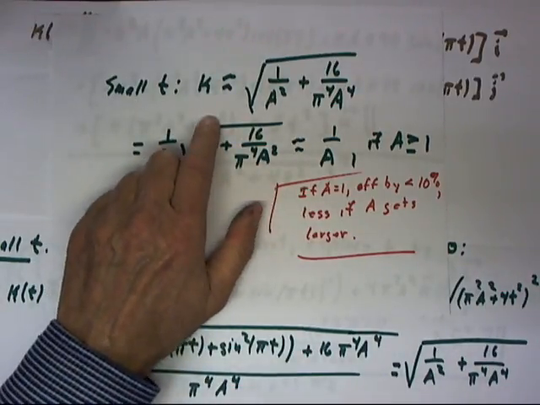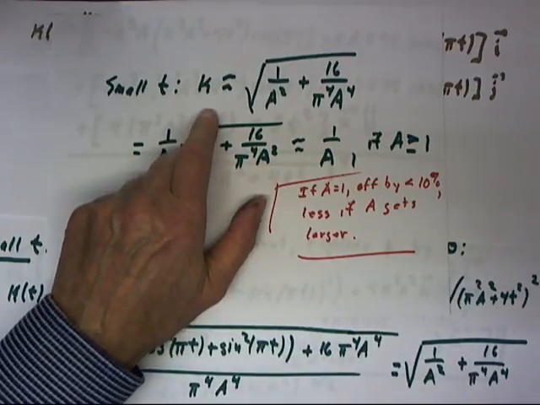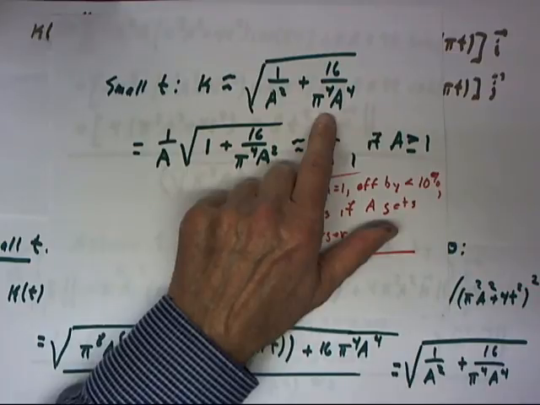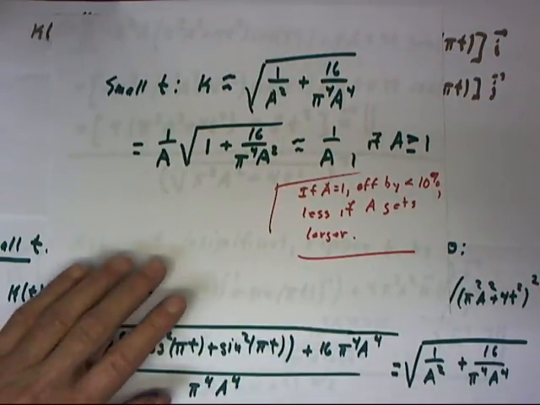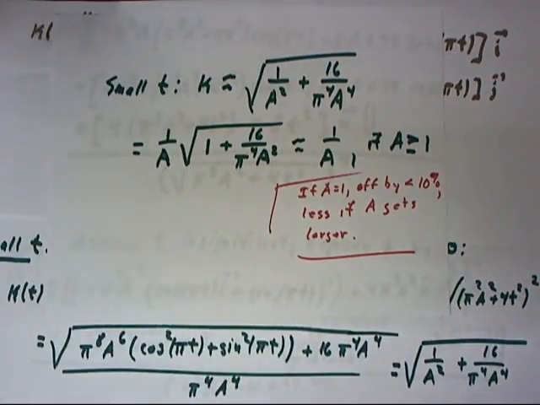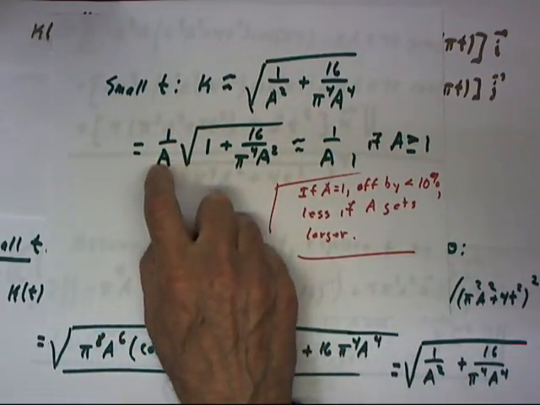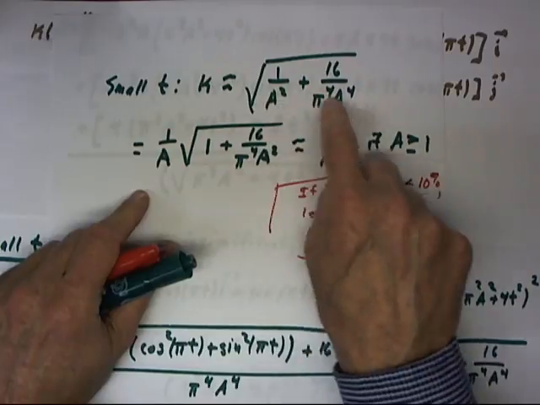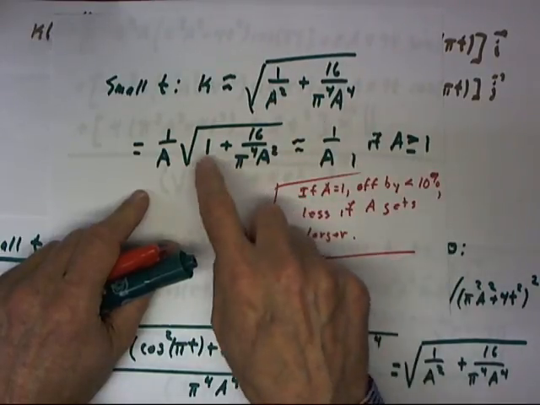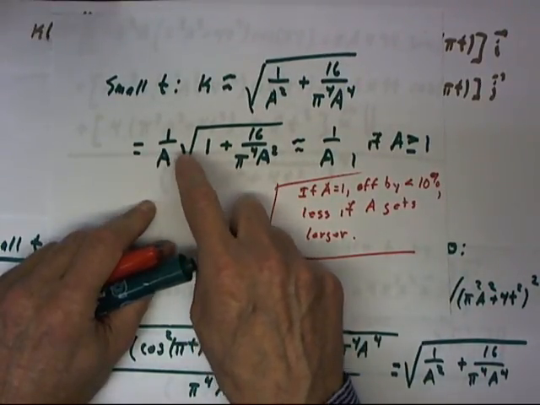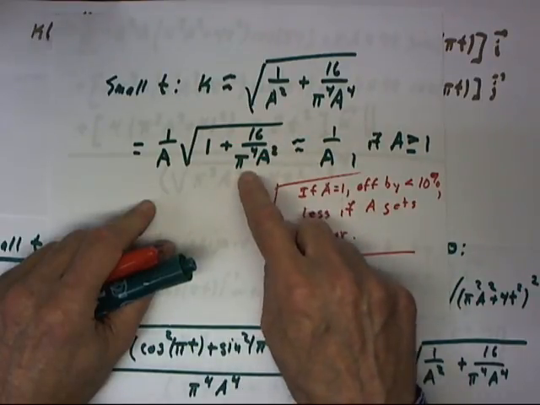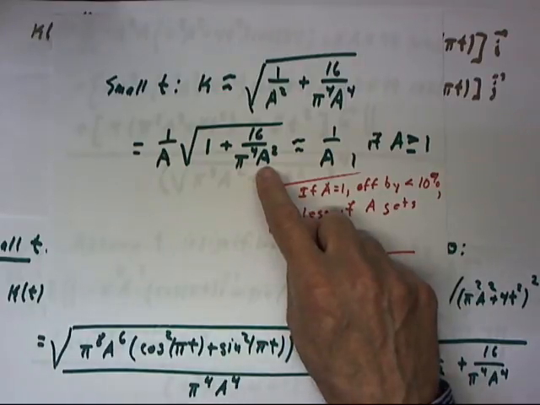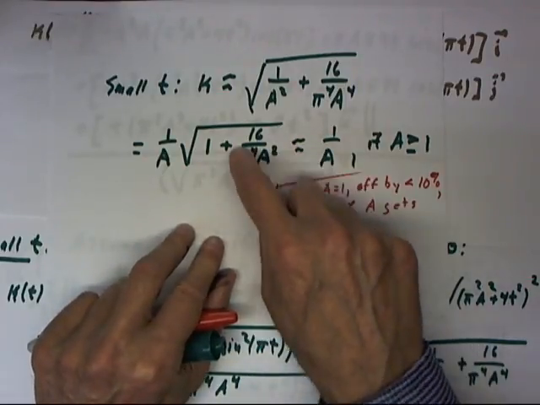Okay, for small t, we found that the curvature is about 1 over a squared plus 16 over pi to the fourth a to the fourth. And that's a result that we had right here. I'm just going to factor out 1 over a, which is equivalent to factoring 1 over a squared out of the expression under the square root. So I get 1 over a times the square root of 1 plus 16 over pi to the fourth a squared. Now, if a is very small, this term could get big.